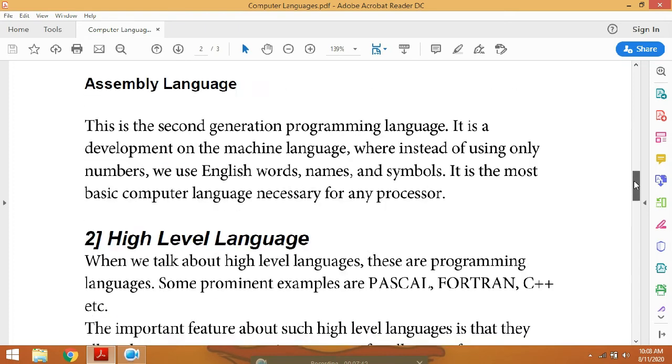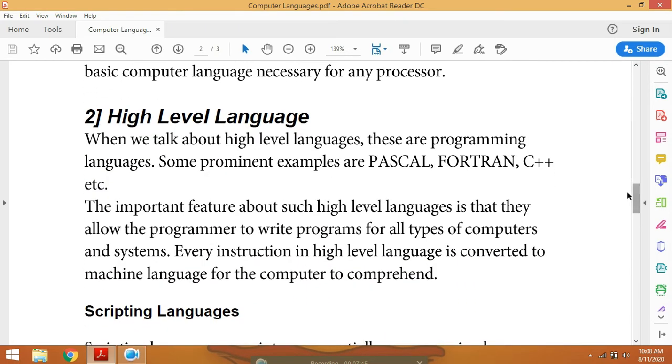Then there is high level language. High level language is the language that is understood by the user. And who is the user? The person who is using the computer. The instructions you give to the computer are written in English. So that is the high level language. We have different kinds of high level languages. Some are Pascal, Fortran, C++, HTML, Java, SQL, Ruby, Python. So many languages. According to our need, we can choose any one of them.